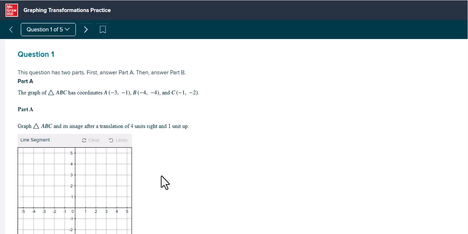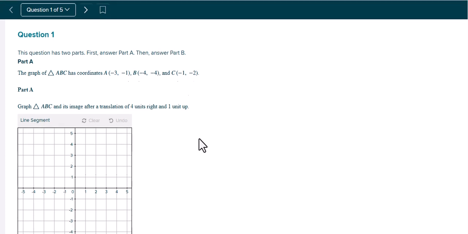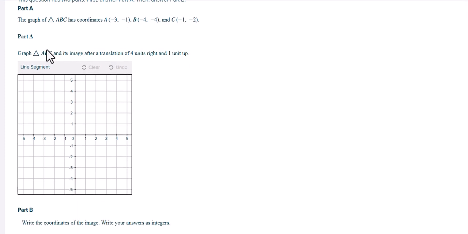Okay, problem number 1. 2 parts here. We have the graph of triangle ABC. Actually, we don't have it, but it says the graph of it would have these coordinates, A, B, and C. And then it says part A. We're going to graph triangle ABC and its image after a translation 4 units right and 1 unit up. Notice this said to graph the original triangle and then also its image, so we're actually going to have 2 different triangles. To get started, let's figure out where -3 and -1 would be. So 3 to the left and 1 down.